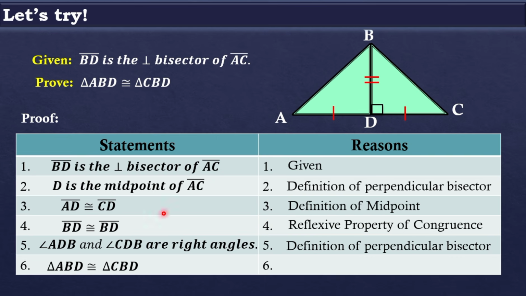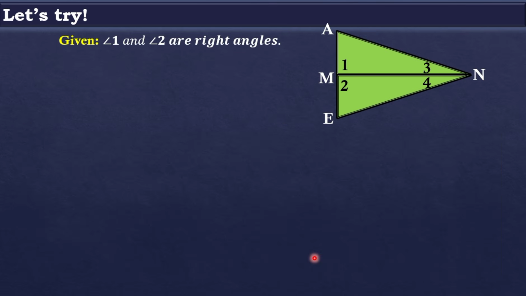And then, we can now prove that triangle ABD is congruent to triangle CBD by, so tignan po natin yung given natin. Meron po tayong leg and then another leg. So, we can prove that these two triangles are congruent by LL congruence theorem. So, meron tayong leg, meron tayong isang leg dito. So, LL congruence theorem.